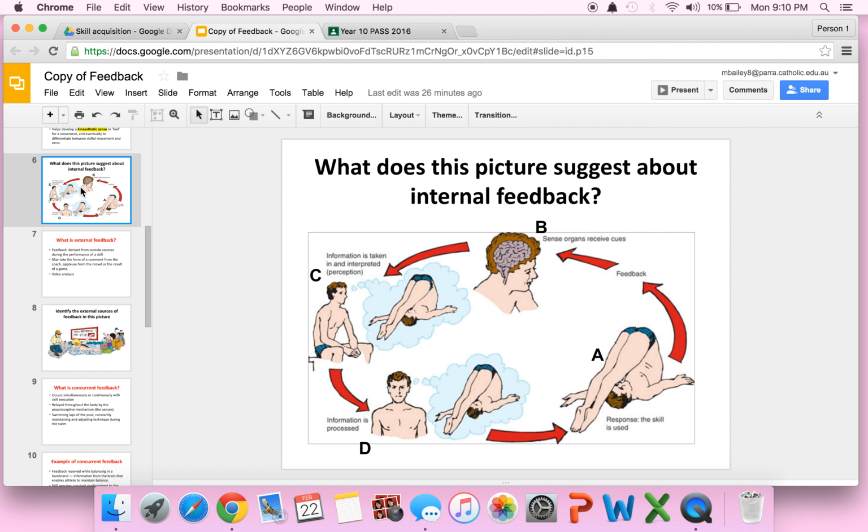Have a look at the diagram on this slide. Can you identify the internal feedback process? Skill A is performed. At B, through feelings and senses, the athlete receives cues about how the skill was performed. At C, the athlete perceives this information, processes it, and uses it to determine whether performance was positive or negative. Finally, at D, this internal feedback can be used to inform performance.